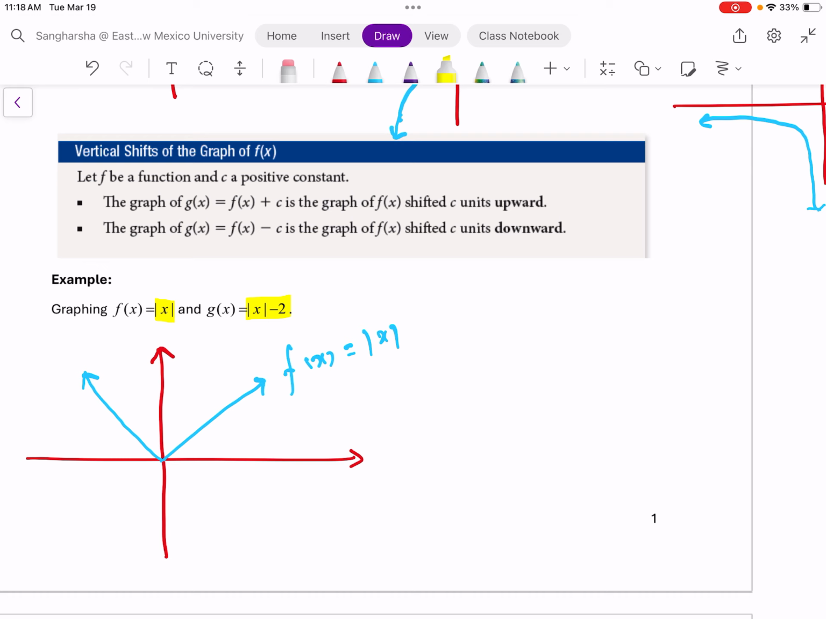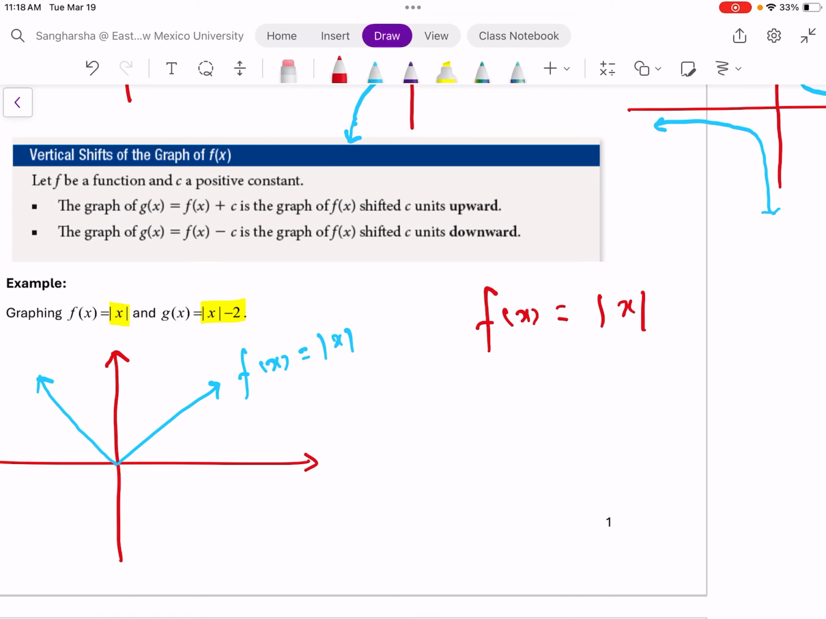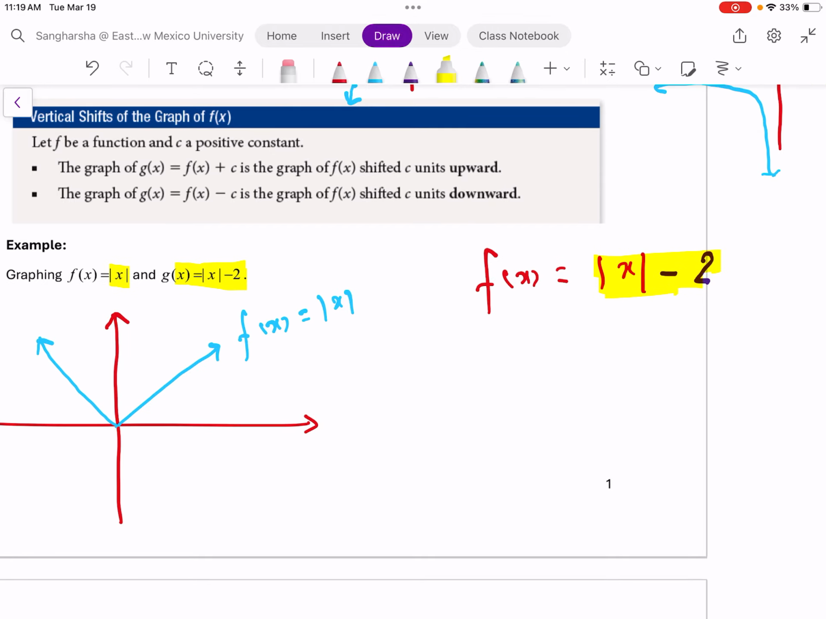So our f of x is absolute value of x, and if we subtract 2 from this f of x, we get our g of x function. Our g of x is absolute value of x minus 2. That's what we have here. So we subtracted 2 from our basic function. Now what does that mean for this graph? What happens when we subtract 2 from the function f of x?